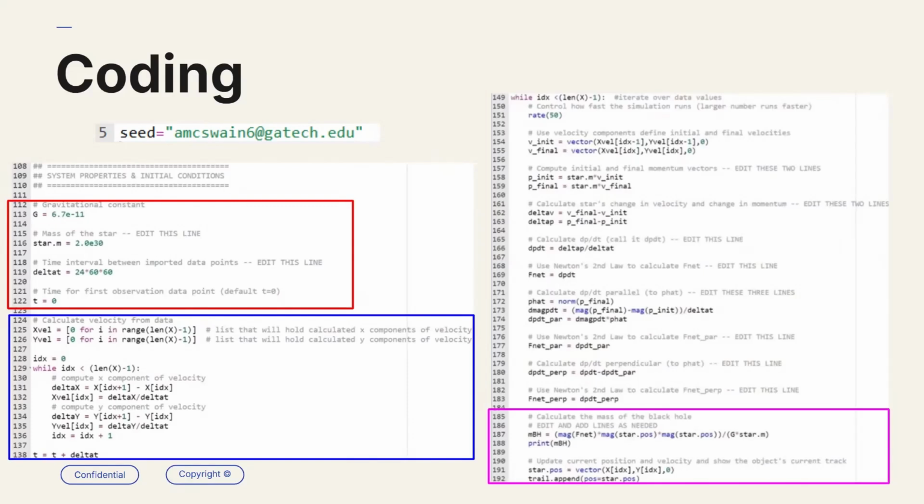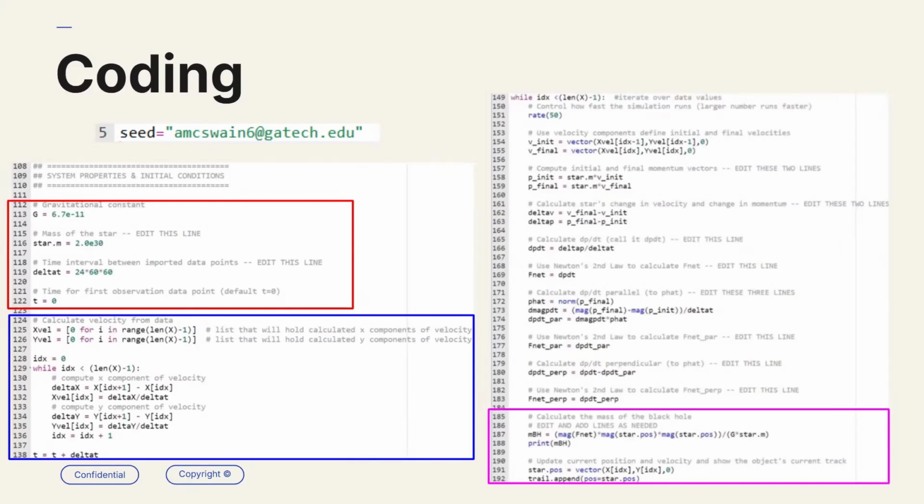We are also able to find F net in accordance with dp over dt, where F net equals dp over dt. Next, we calculate the parallel component of delta p, where p hat equals the normalized vector, and so on and so forth. We are then able to find the parallel F net, which is dp dt parallel, and then we're also able to calculate the perpendicular, which is dp dt minus dp dt parallel.